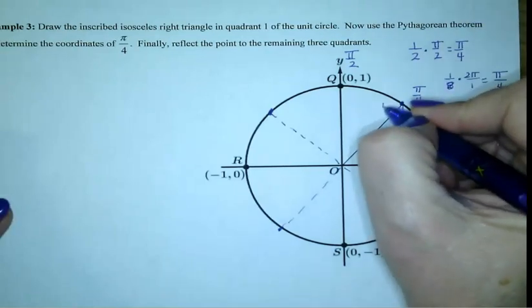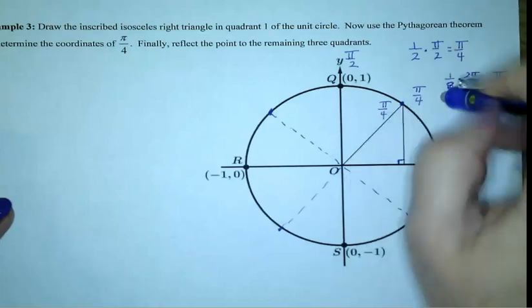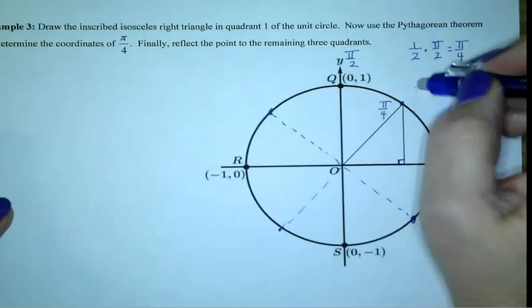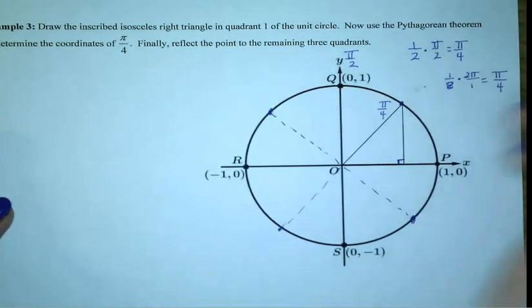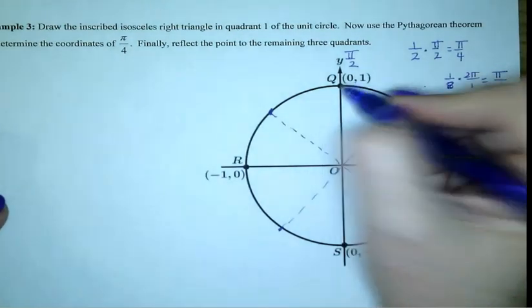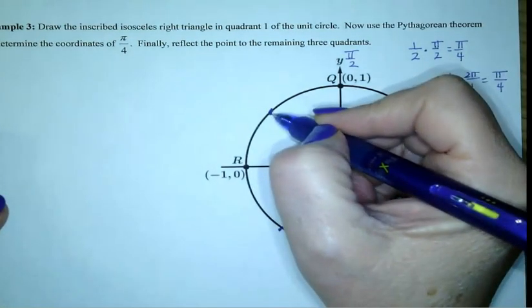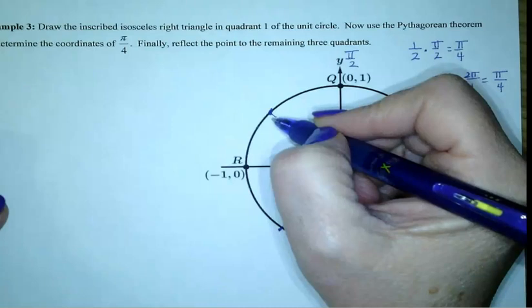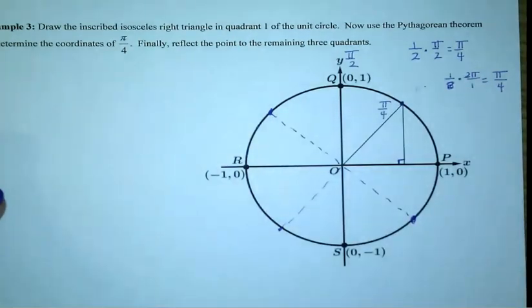So I'm going to take this pi over 4 and I'm going to move it in here so it's inside, because we're actually going to work on coordinate points for pi over 4. So this would be 1 pi over 4, 2 pi over 4, and you're counting your way around the circle. So go ahead and fill in those pi over 4 angle measures.